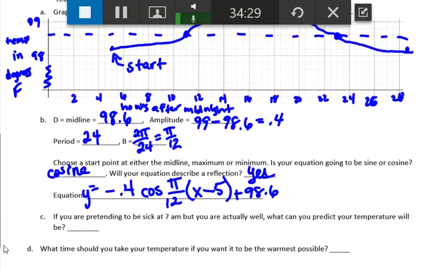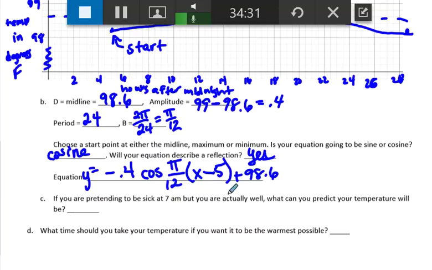Down at the bottom here, if you're pretending to be sick at 7 a.m. but you're well, did anybody put the number in and get a temperature? I got 98.3. You got 98.7? I guessed 98.2. Did you guess that by looking at the graph? Yeah. That's a good way to guess it. But I think it's 98.3, but you guys let me know if I got that wrong. And when is your temperature the warmest possible, guys? 5 p.m. Very good. 98.5? I got 98.4. Okay. Next class, guys, we're going to try to figure out which one it is, all right?